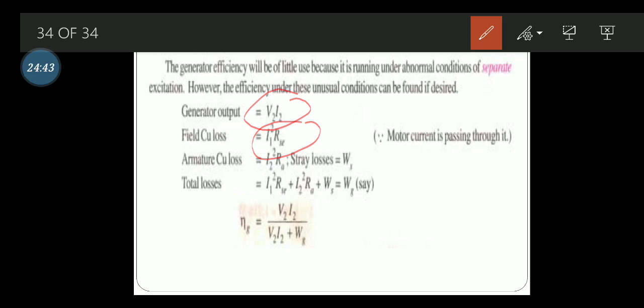So the field copper loss of the generator is given by I1 square into RSC. Then the armature copper loss of the generator is I2 square into RA, because the current I2 flows through the generator armature. Then the stray loss is denoted as WS. The total losses are the combination of these losses: the field copper loss, the armature copper loss and the stray loss of the generator. These total losses are represented as WG.